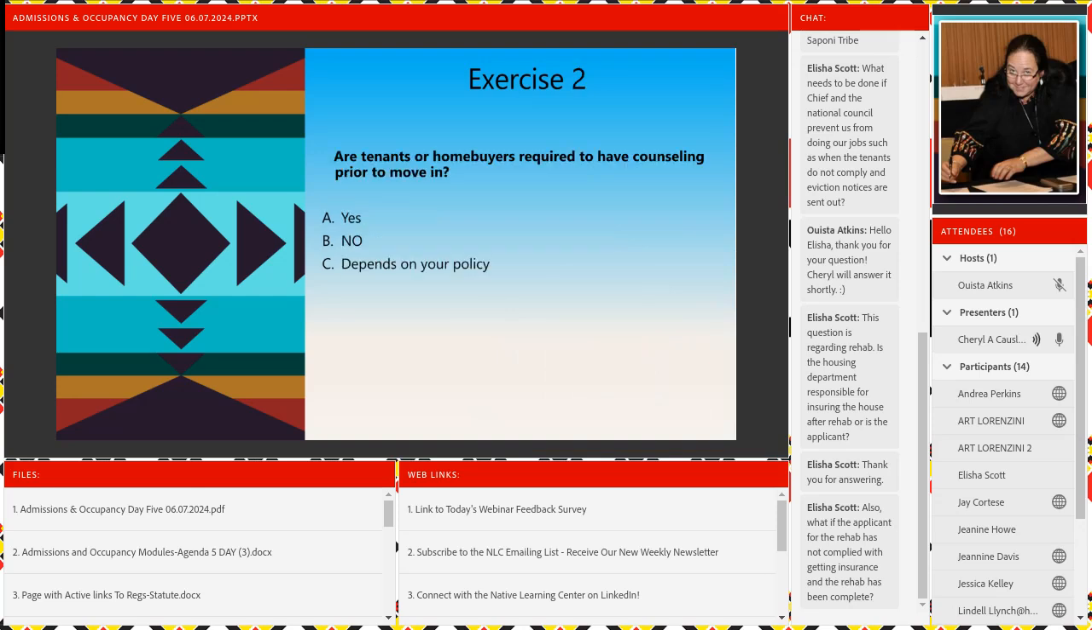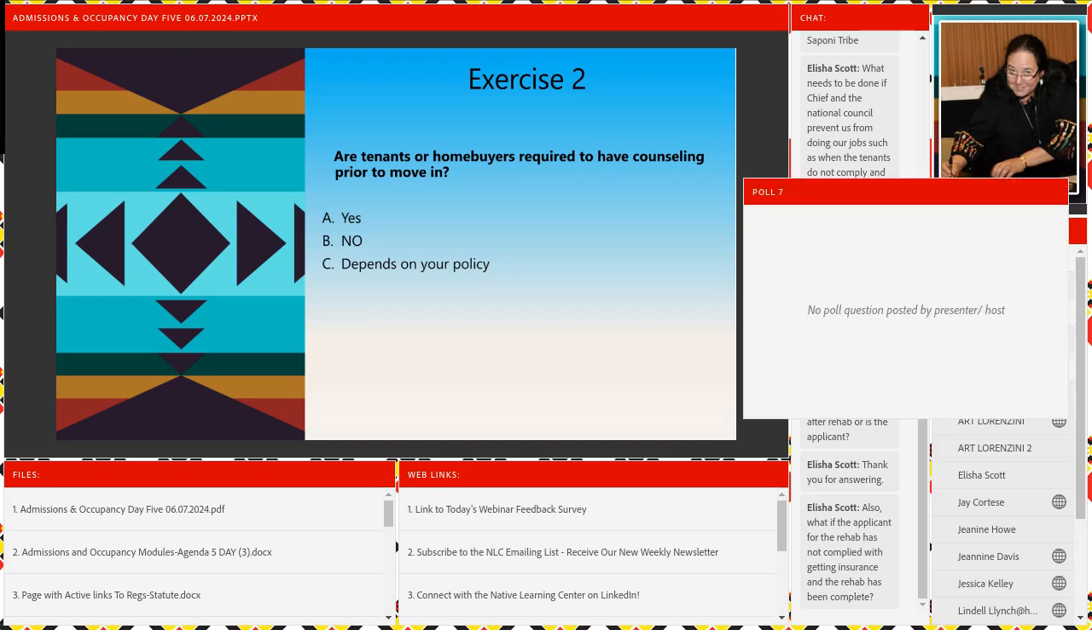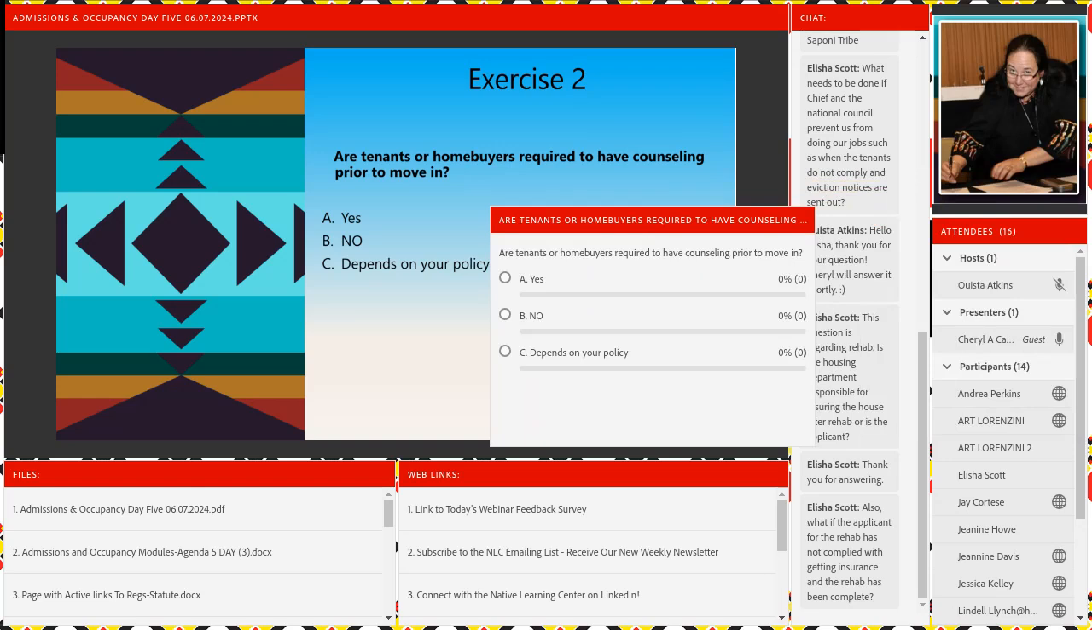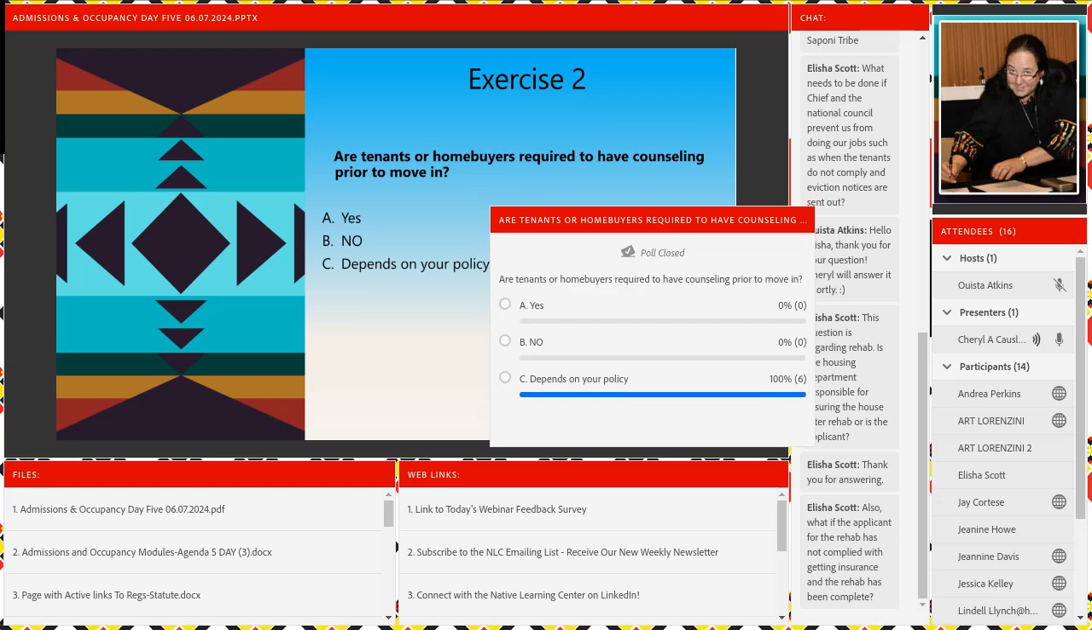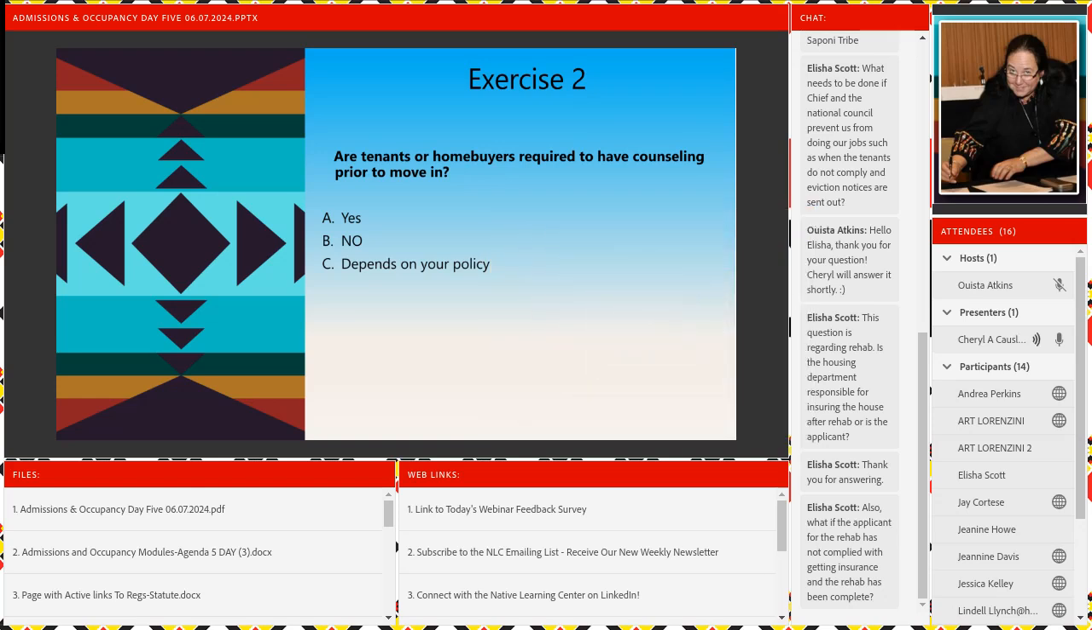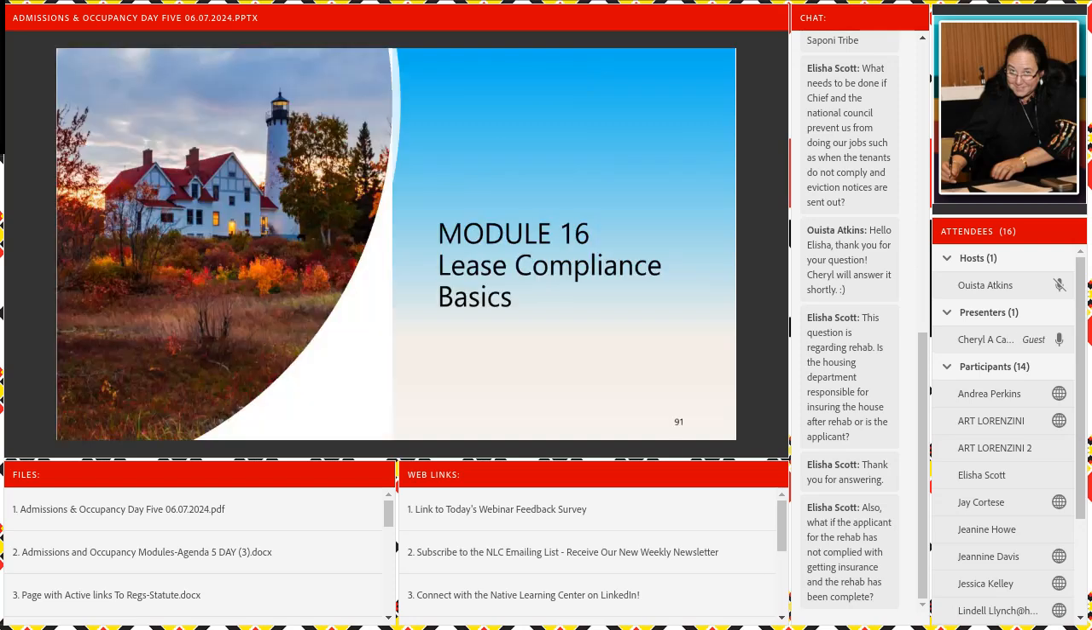Are tenants or home buyers required to have counseling prior to move-in? Yes, no, it depends on your policy. This depends on your policy and the amount of staff that you have. Okay.